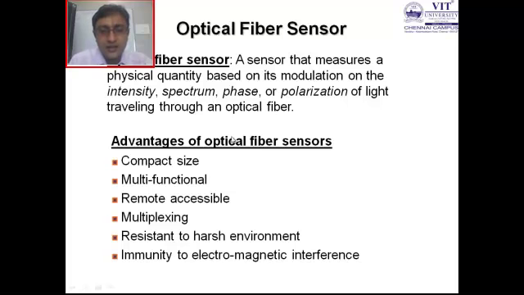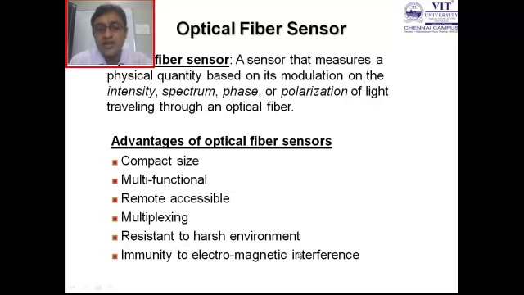Now the basic advantages of using optical fibers: they are light in weight and compact in size, multifunctional, you can use the same fiber to sense many sensing parameters, remotely accessible, even to harsh environments you can reach them. Multiplexing, you can go for combining the sensing signals. Immunity, resistant to harsh environment. It is made of silica which has a melting point somewhere greater than 800 degrees Celsius. So obviously it offers thermal resistance to the fiber, so it can reach even harsh environments.